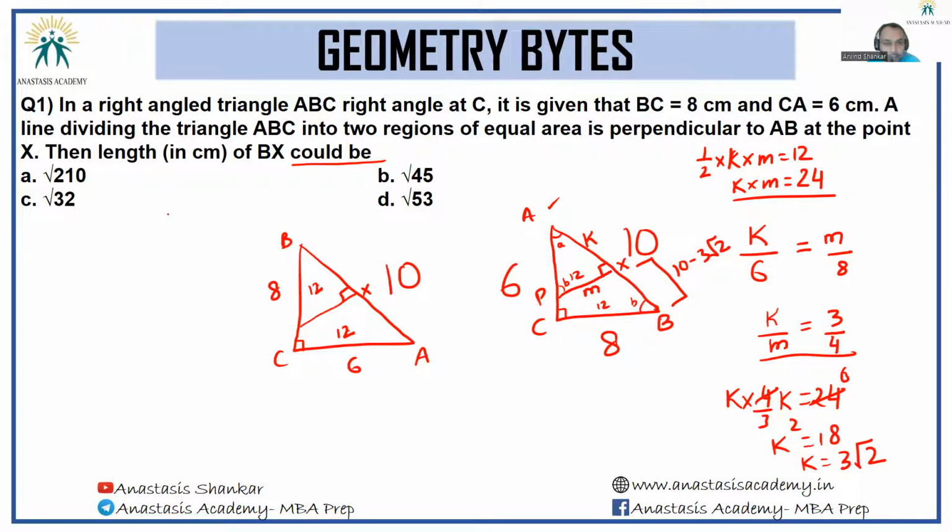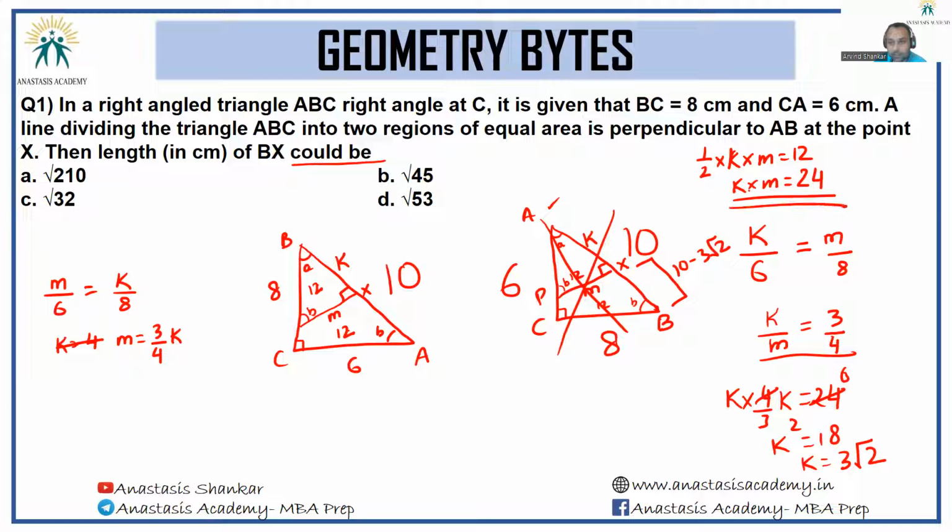Sadly, none of the options correspond to this, which means this is not the case we had to work with. We had to work with this case. Extra smartness ends up making you work harder. So this is A, this is B, this is K again, this is M. Opposite to A, I have M, so M, opposite to A, I have 6. Opposite to B, I have K. Opposite to B, I will have 8. So I need M is equal to 3 by 4K.